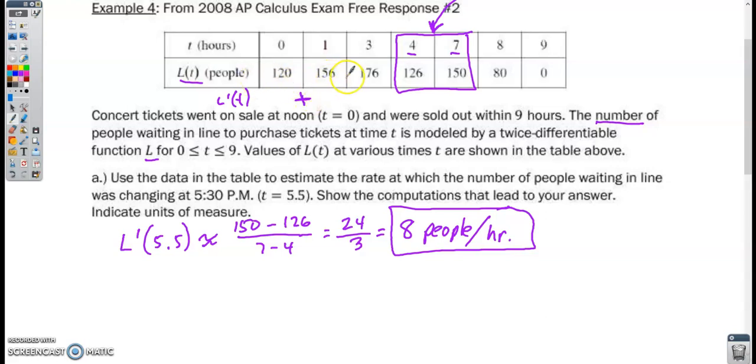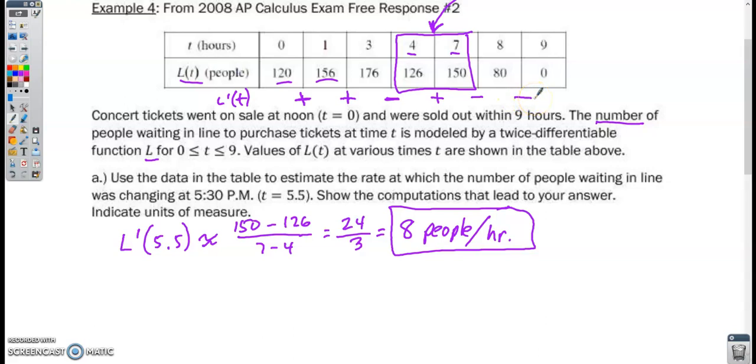It could be positive the whole time. It could be negative for a good chunk, but then positive one time. But we know that since L of 1 is bigger than L of 0, there has to be at least one place in there where L prime was positive. Same thing for 1 to 3. There has to be at least one place where it's positive. It might be positive the whole time. From 3 to 4, there has to be at least one place where it's negative. See how I'm finding these? We're just looking at, does L of t increase or decrease as time passes in my table? Here it increases again, and then it decreases, and then it decreases.